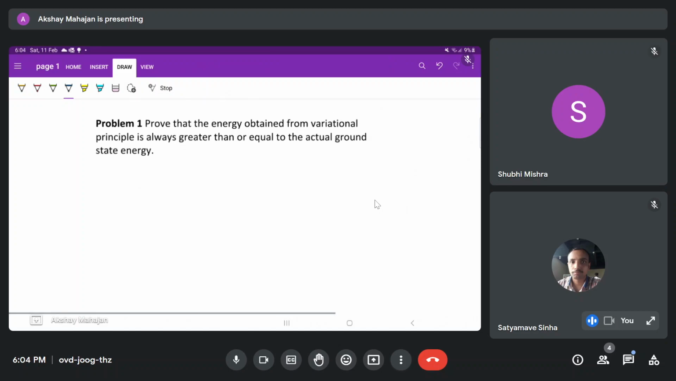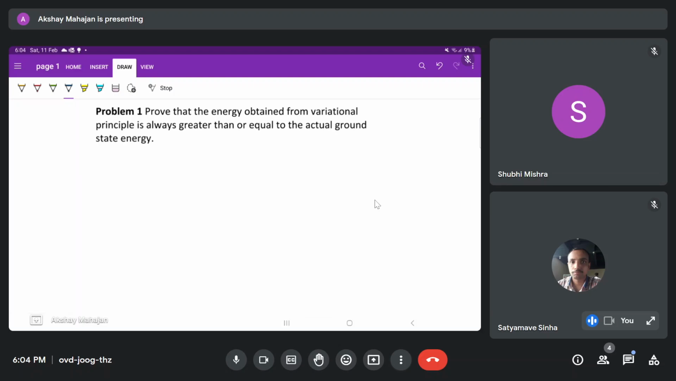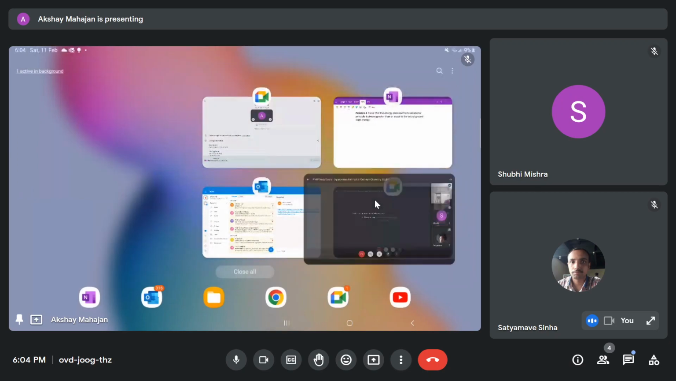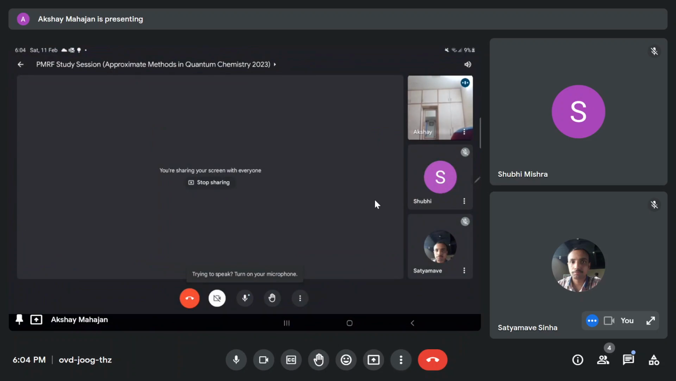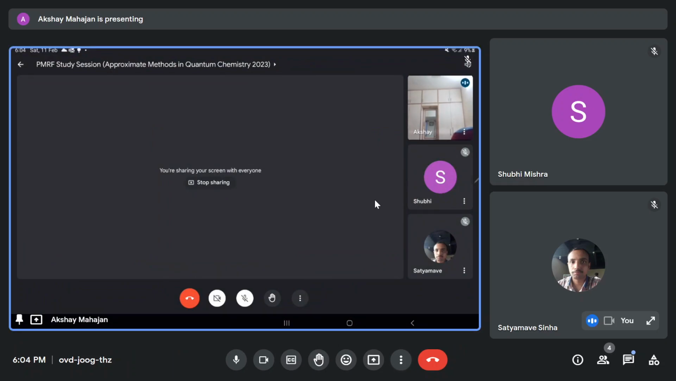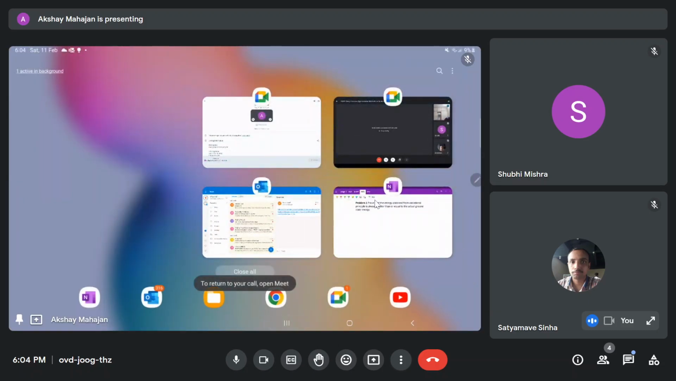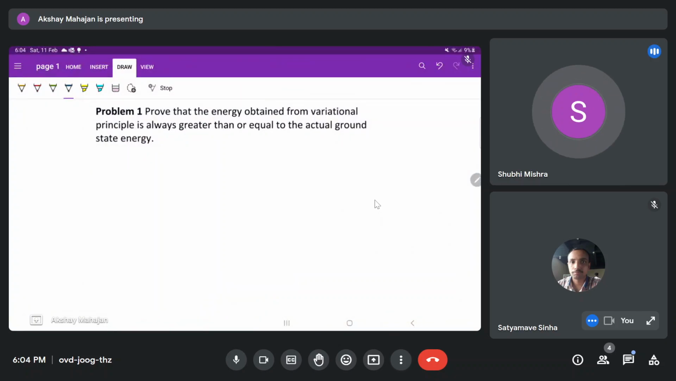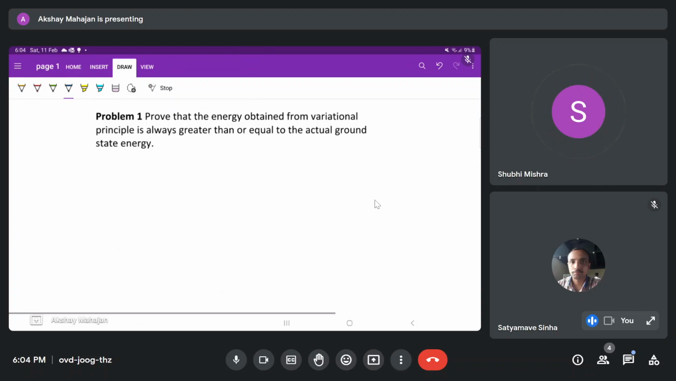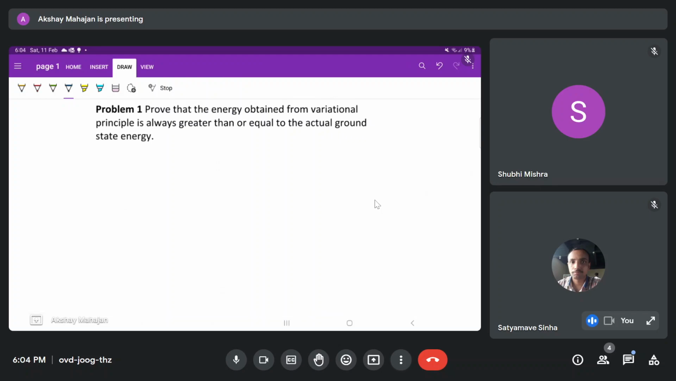Okay, and so let's just start with the basics. In this section, I'm going to talk about the week 2 part, which was the variational principle. So first we are just going to prove the basic thing: the proof that the energy obtained from variation is always greater than the ground state energy. This has been done in the class itself, but let us just do it for the revision.